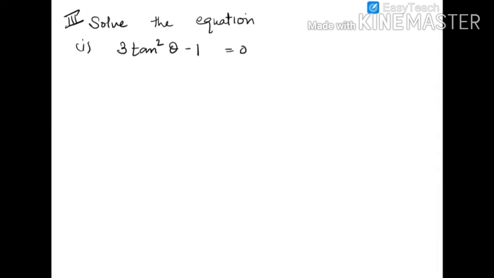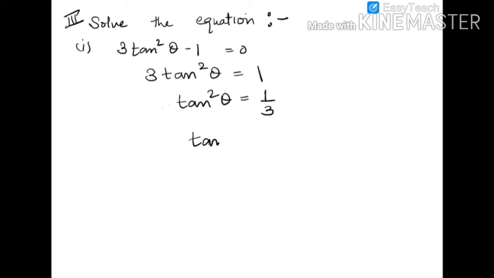Third question is also a similar type of question where we have to solve the given equation. However, there is a power of 2 in this expression or with the ratio. So what we will do is first shift minus 1 to the right hand side. So 3 tan square theta is equal to 1. Now shift 3 to the right hand side. So we get tan square theta equal to 1 upon 3.